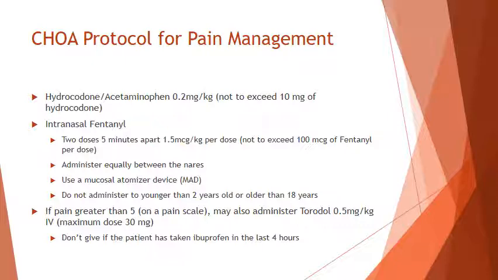CHOA has a protocol for pain management for their sickle cell disease children. They use a hydrocodone-acetaminophen combination, 0.2 milligram per kilogram, not to exceed 10 milligrams of the hydrocodone. Intranasal fentanyl is always used. That would be 2 doses given 5 minutes apart, 1.5 micrograms per kilogram per dose, not to exceed 100 micrograms of fentanyl per dose. That would be administered equally between the nares, using a mucosal atomizer device, or MAD. Do not administer to patients younger than 2 years or older than 18 years.